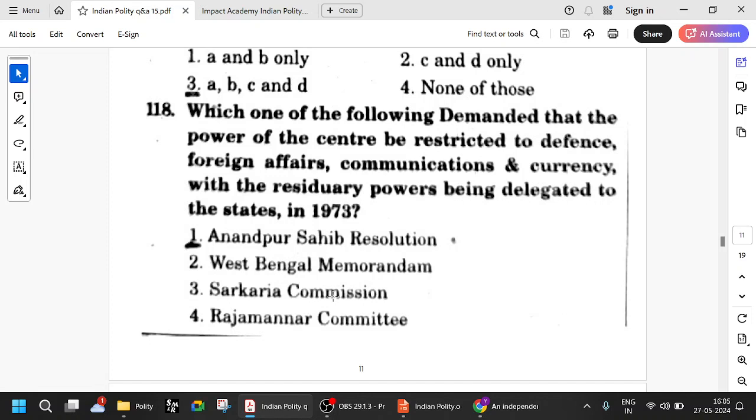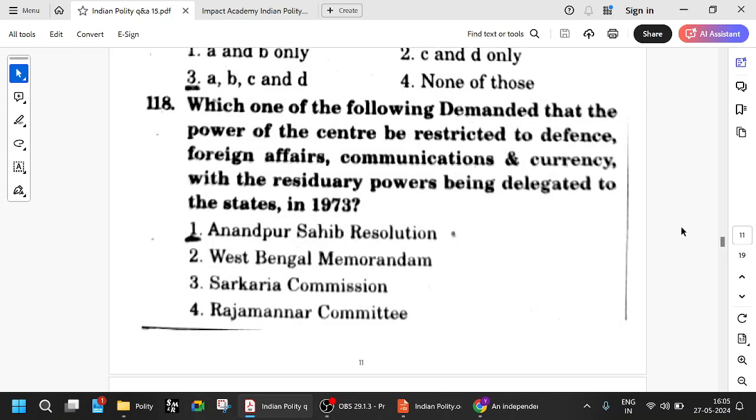So the Sarkaria Commission and Punchhi Commission were appointed by the center, so some of the recommendations were accepted. But Anandpur Sahib is from Punjab, the West Bengal Memorandum is from West Bengal, Rajamannar is from Tamil Nadu. So whatever recommendations these three gave are obviously against the powers of the center. They are saying reduce the powers of the center and give more autonomy and finances to the states. So obviously the center does not accept much of it. The Anandpur Sahib resolution said reduce the power of the center and keep it only to defense, foreign affairs, communication, currency, etc. So they are basically saying give more powers to the state governments, and obviously all these recommendations were rejected by the central government.